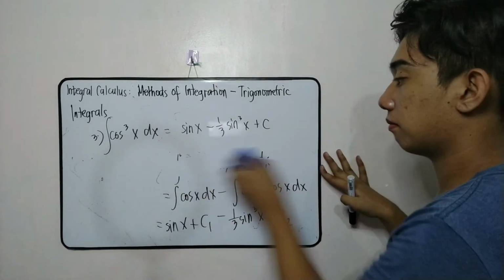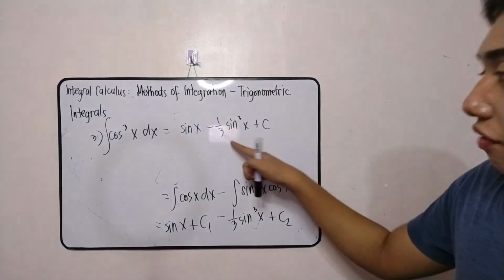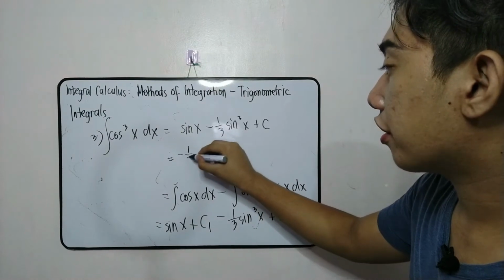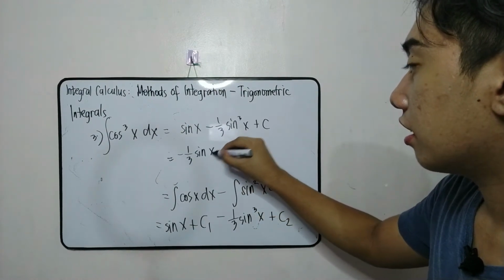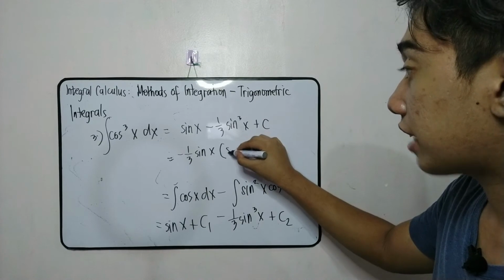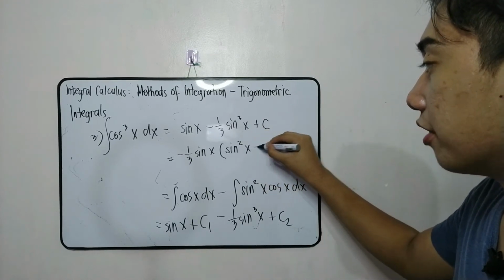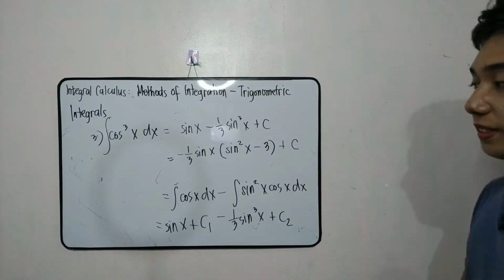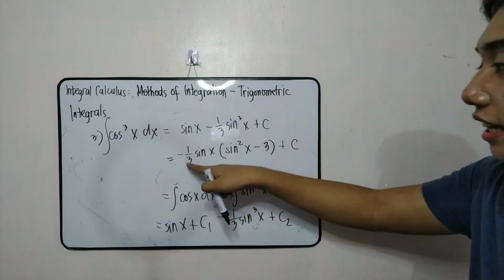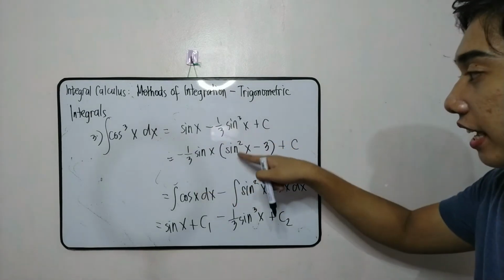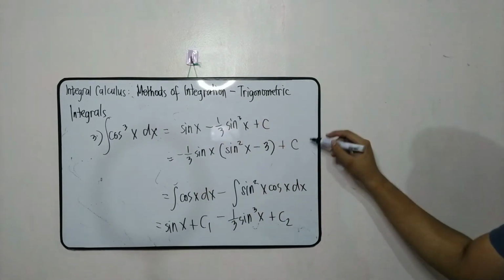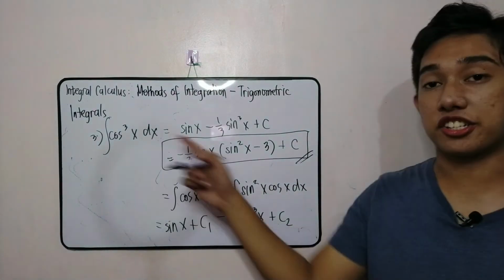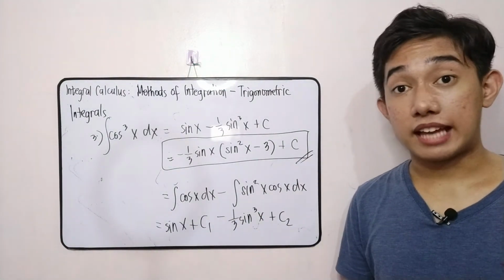Then, factoring out, this becomes negative 1/3 sine x times the quantity sine squared x minus 3, plus c. Okay? So let's check. Tingnan natin kung mali ba. Negative, positive. So this is correct. So this is the final answer for this example.